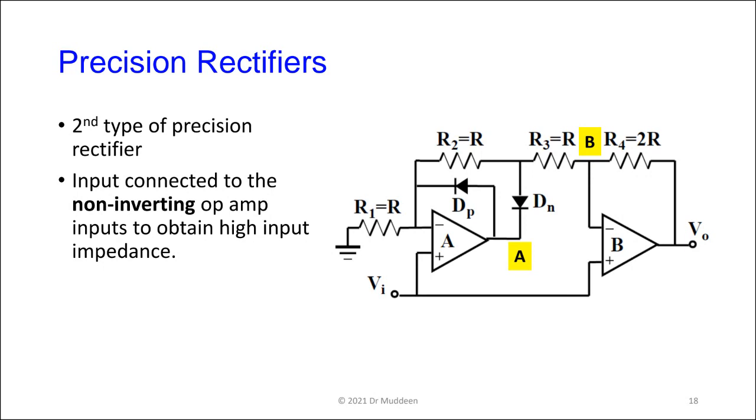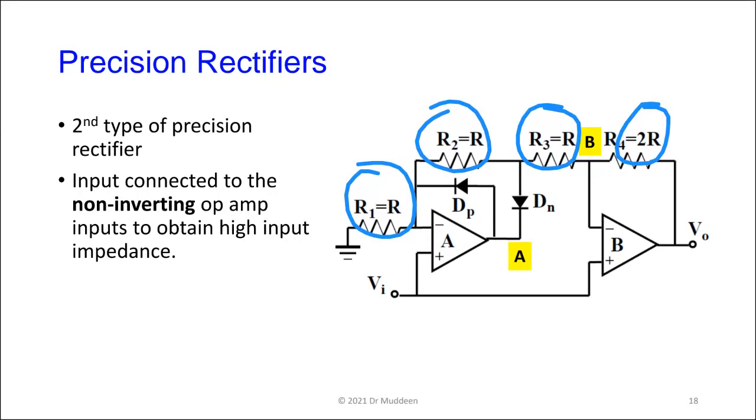All of them are connected together, and the resistances, these three resistances, 1, 2, and 3, are all the same value. R4 is twice the value of everybody else. So if these were all 10K, R4 would be 20K. We are sending whatever voltage we want to rectify to the non-inverting input of the two op amps, so it's going to both of them together. The inverting input of the first one is grounded, and the inverting input of the second one is connected to a little junction inside here.